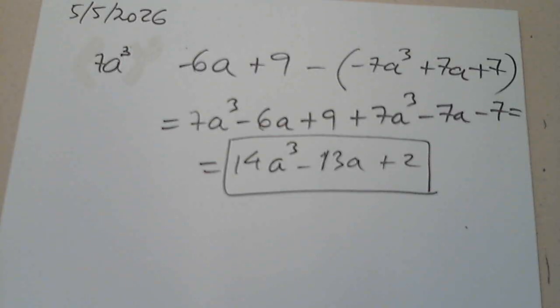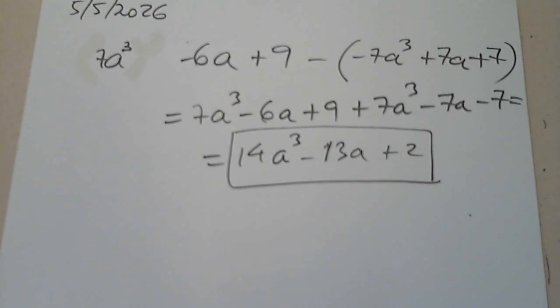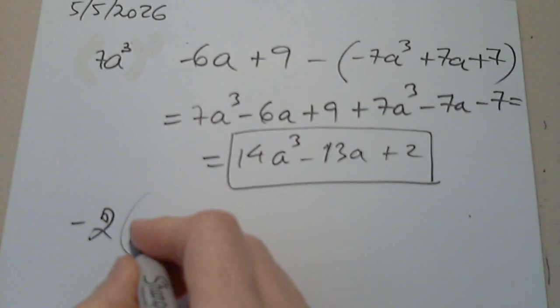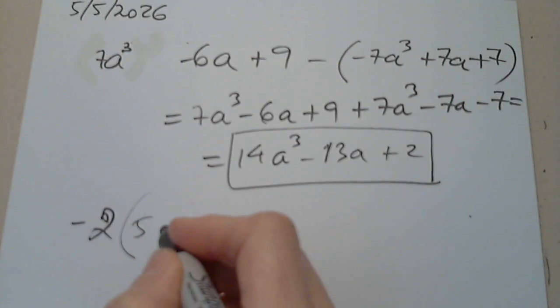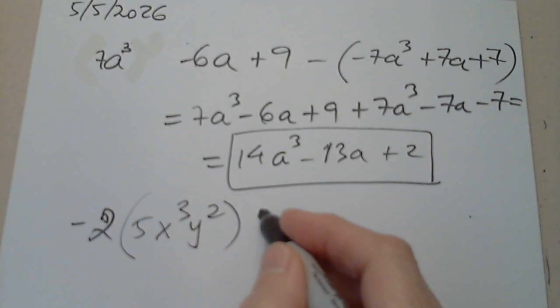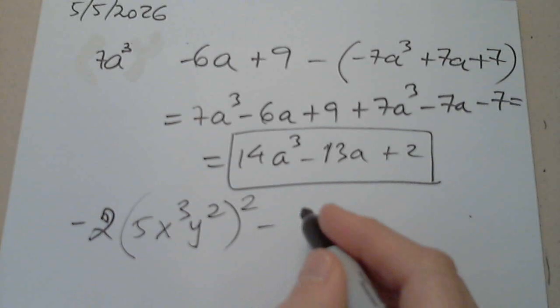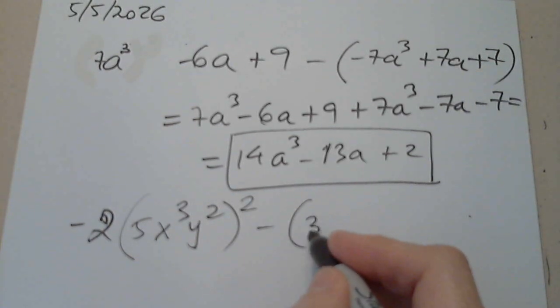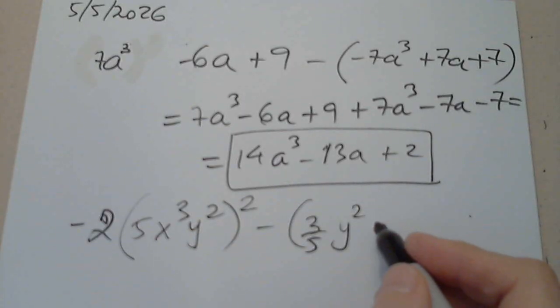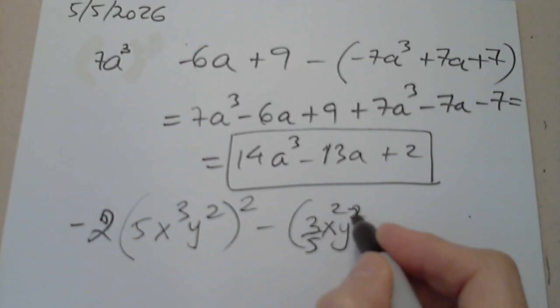Nadi, you were saying something? Yes, there's a problem. It is, let's see, -2, and then parentheses 5, let's say x to the third power, y to the second power, close parentheses to the second power, minus parentheses 3/5, y to the second, x to the second, y to the third, close parentheses.